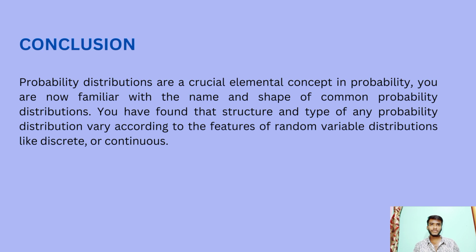Now let us see the conclusion. Probability distributions are a crucial elemental concept in probability. You are now familiar with the name and shape of the common probability distributions. You have found that the structure and the type of any probability distribution vary according to the features of the random variable distribution, like discrete or continuous.